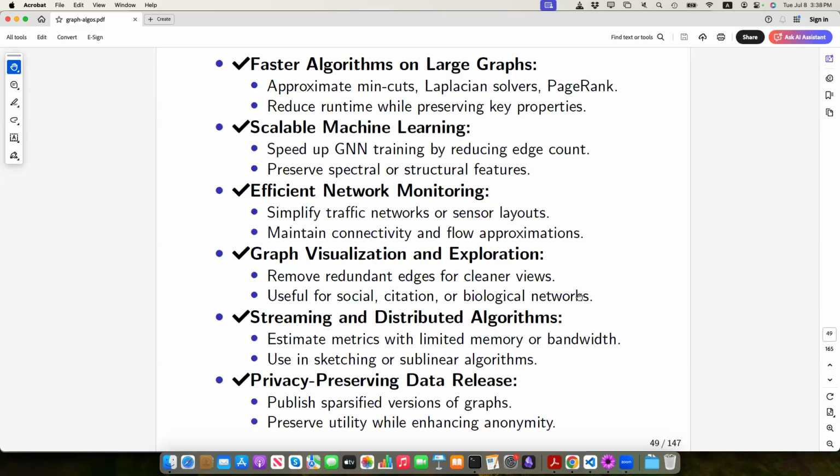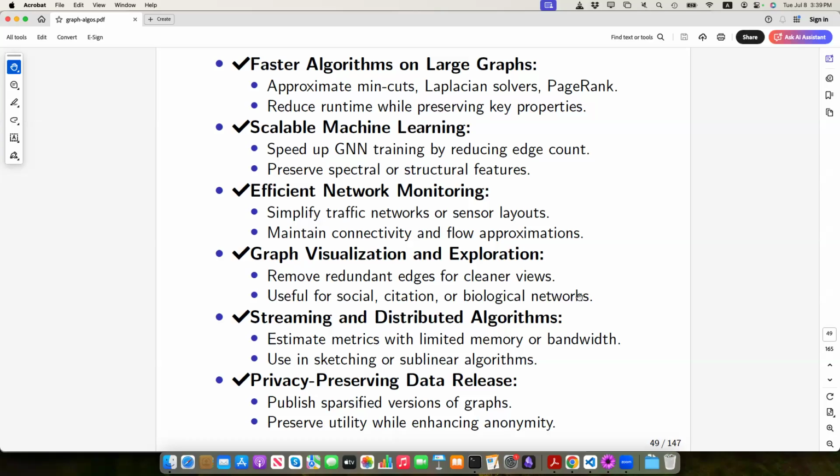And this concept is useful besides the fact that it's super important in pure math, in practice, because you can get faster algorithms on large graphs, you can get scalable machine learning. Especially with GNNs, scalability is a big issue. So if you can prove that when you sparsify in a certain way, you will still get the same output or something very close to that, great, you will scale up. Efficient network monitoring, graph visualization, streaming algorithms, it's a very important technique.